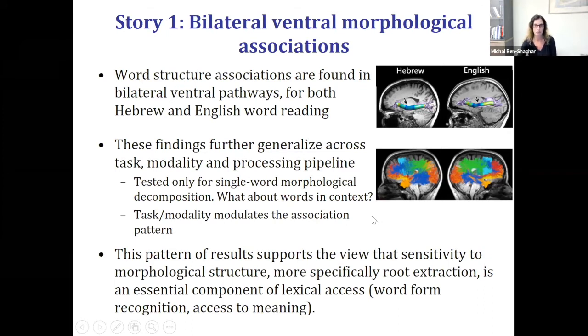The other thing I want to mention is beyond all this generalization, the task and the modality do modulate the association patterns that we find, and that's important to keep in mind. I would say, taken together, this pattern of results supports the view that sensitivity to morphological structure, and more specifically root extraction, is an essential component of lexical access, which is carried out by the bilateral ventral stream.